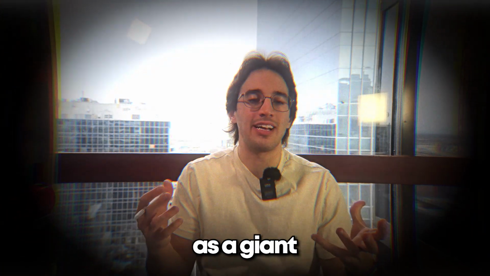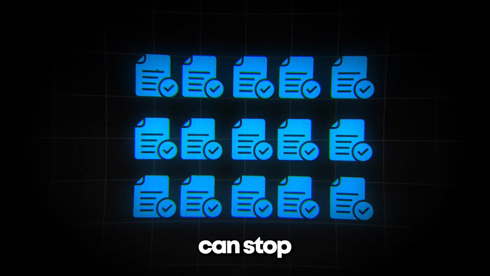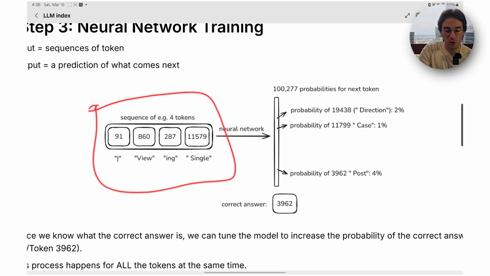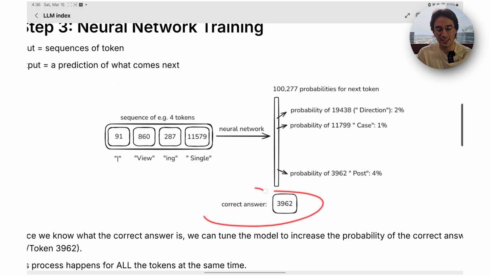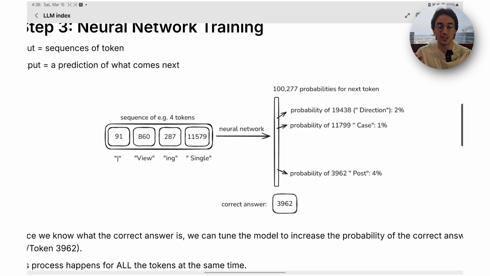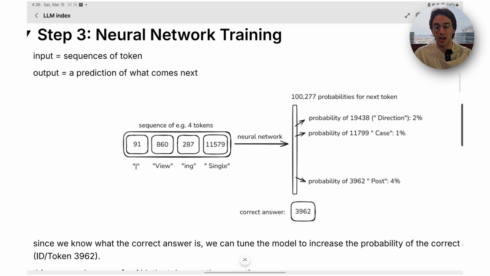You can picture this as a giant autocomplete function that, after reading millions and millions of texts, can start guessing what comes next. So again, in this example, let's say there are these 4 tokens and the 5th token in the sequence is 3962. We're going to feed into the neural network only these 4 tokens, and see what it guesses is the correct next token. For example, this token has a probability of 2%, this token 1%, and this token, the correct one, only 4%. As we continue to iterate this process, this 4% gets up to, let's say, 6%.